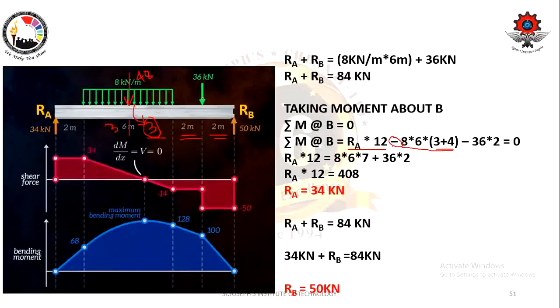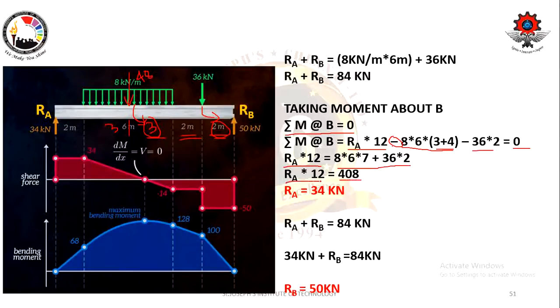Next, again this 36 is taking about B. So this is also anti-clockwise direction. Distance is 2 meters, right? 36 into 2. Therefore, we have formed the entire equation. Now RA, that is equating it to 0. Since summation of moment about B is equal to 0, that is equating it to 0. Now RA into 12, taking this entire terms to the right hand side, we will get 8 into 6 into 7 plus 36 into 2. That will result in 408.